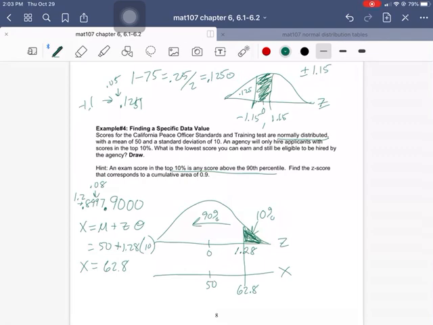So the lowest score that you can earn and still be eligible to be hired by the agency, I'm going to go with, I put applicants must score above a 62.8. So remember the scores are equal to or greater than in this case, so that would be the lowest you can get and still be in there. Okay?